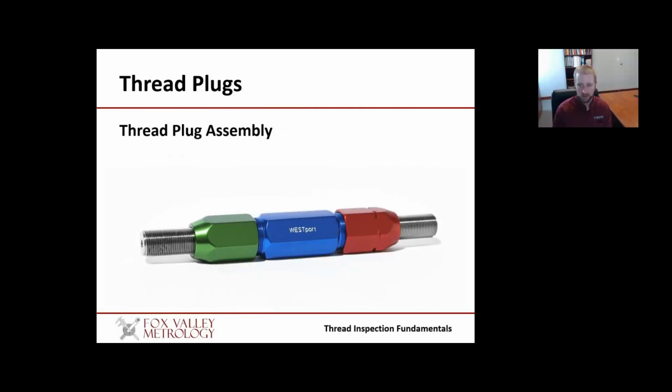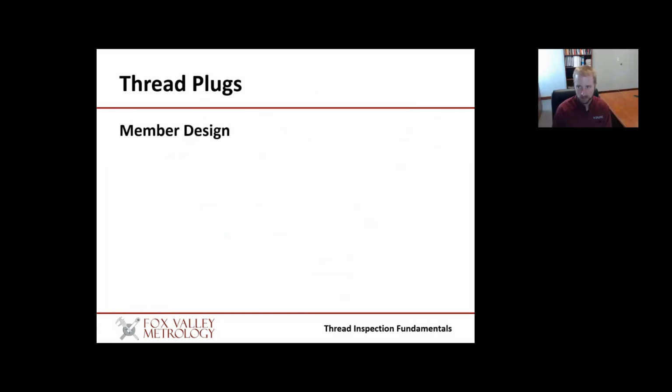So when we look at thread plugs, first and foremost, basically everything you're looking at here is commonly referred to as the assembly. So the assembly is made up of a couple different components. First, you've got the go member, then you've got the no-go member, and then of course you've got the handle. So let's talk about the members themselves and how they're actually designed.